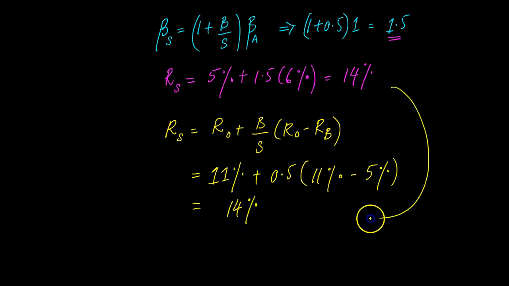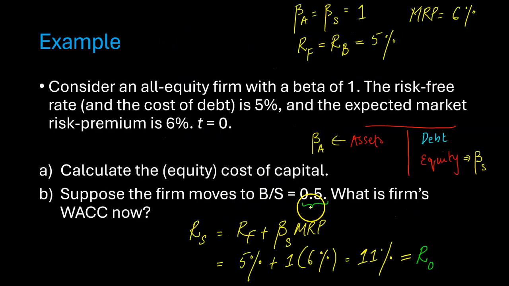And that was one of the key points: the cost of equity, whether you do it this way or the MM2 way, comes out exactly the same. We're not quite done, because the question was not what rate of return the equity holders want, but rather what the weighted average cost of capital is now.